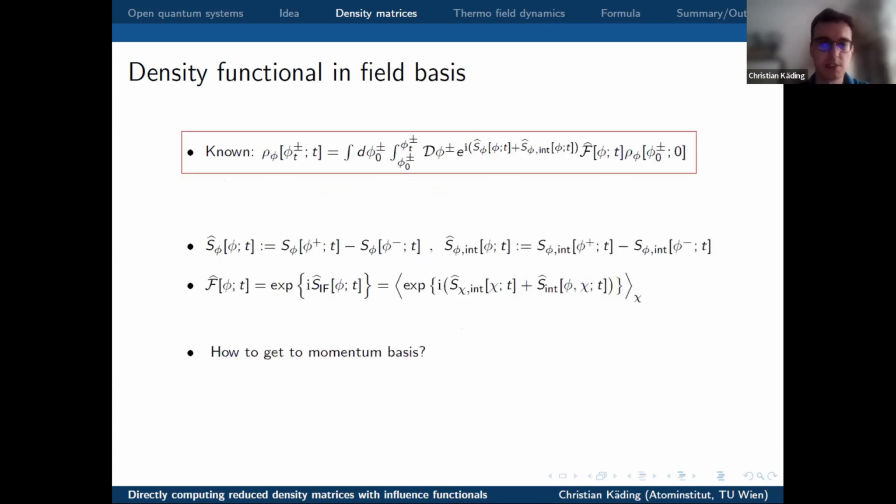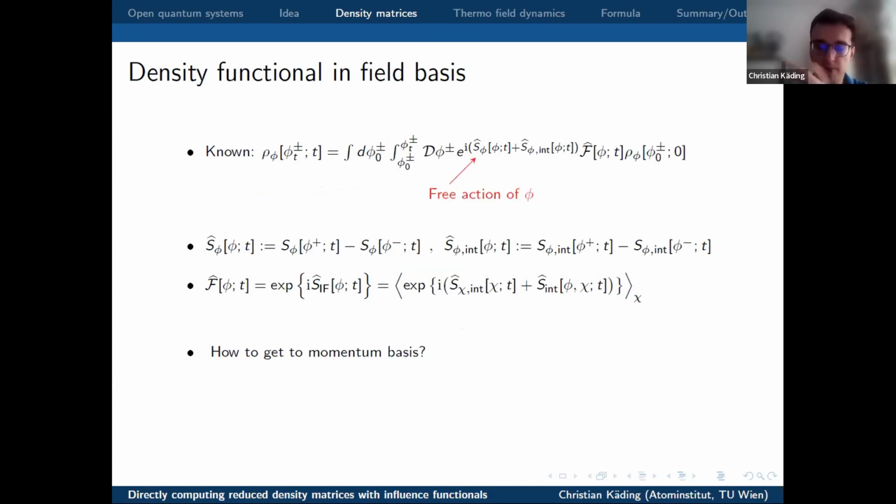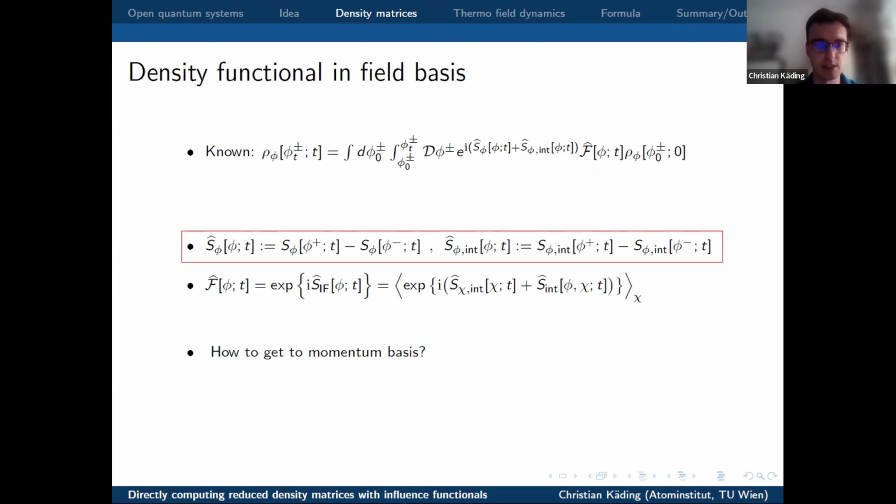We also know from the literature how this density matrix, or this functional in this basis, is evolving. We have this path integral expression here. This is just a free action of phi. This is the self-interaction of phi. And this is the so-called Feynman-Vernon influence functional, which captures all the information of how the environment influences the system, while ignoring how the environment itself is evolving. So you forget about the environmental degrees of freedom and capture all the effects of the environment on the system in this single term.